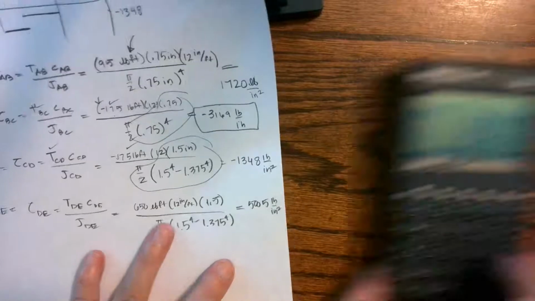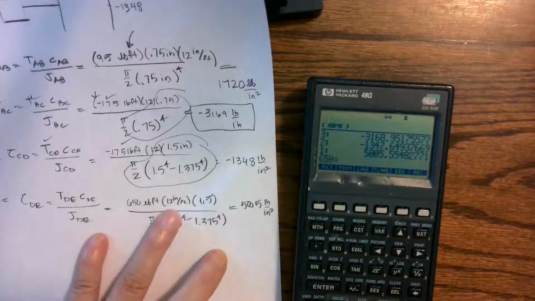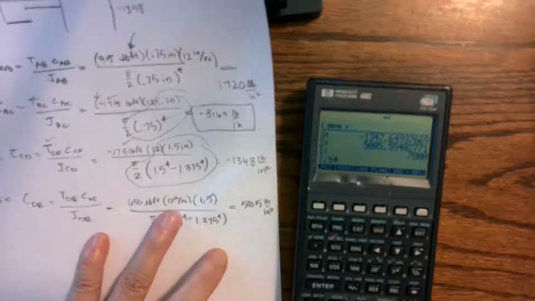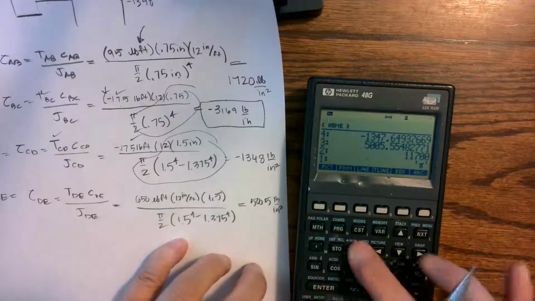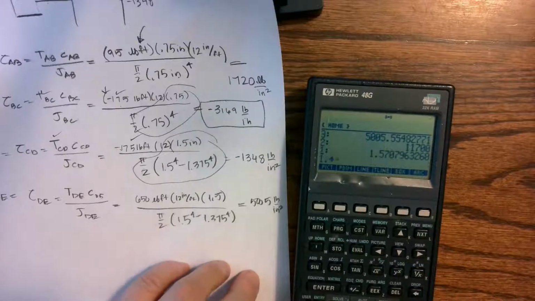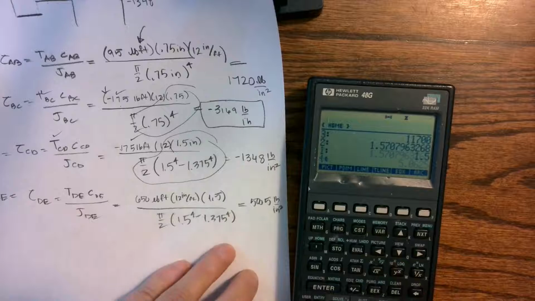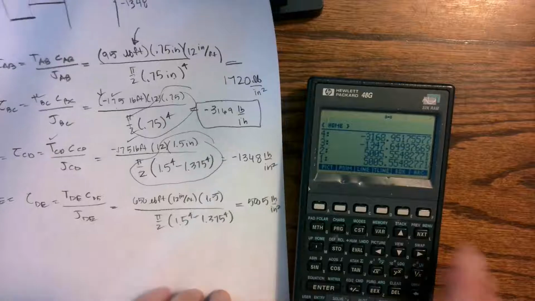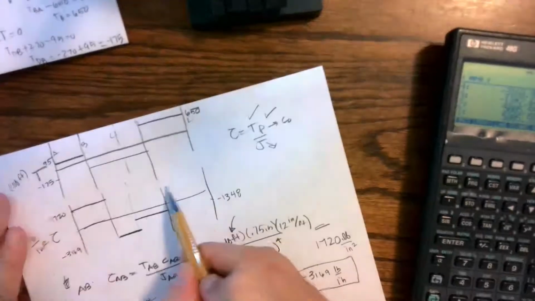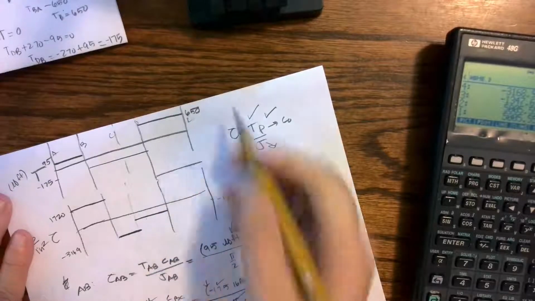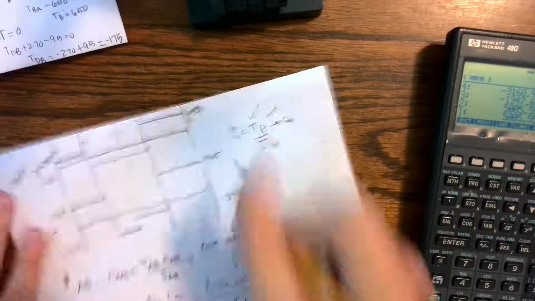Okay, I'm going to recheck that math. 650, 12 times 1.5 times pi as a number 2 divided by 1.5 to the fourth, 1.375 to the fourth minus times divided by. Okay, so that's my stress. So I can come back over here, and I'm way up here now, way up here to 5,005.